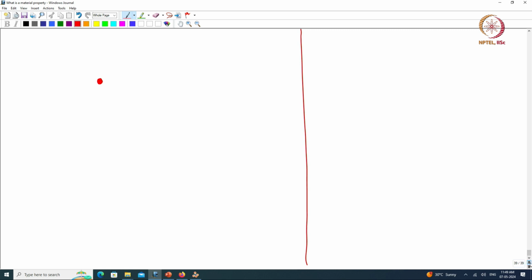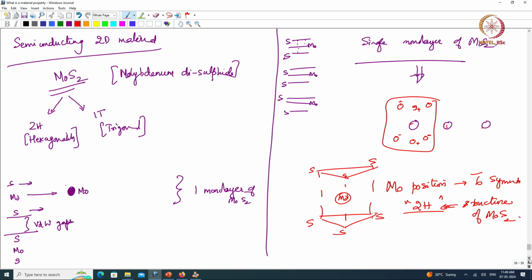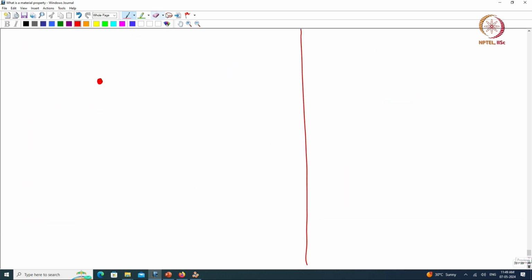Sorry, what was the color of molybdenum earlier? The color of molybdenum was okay. So, I am just mixing up everything. That is okay, let us do it carefully here. Let me use the color of molybdenum as this one.